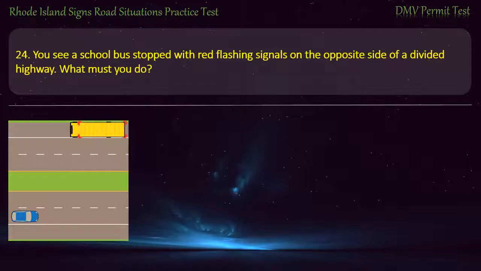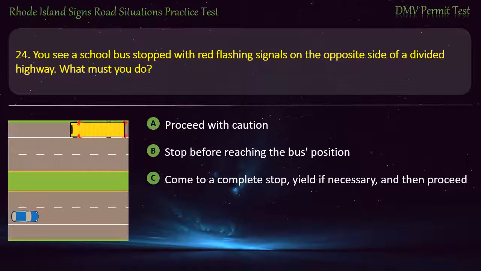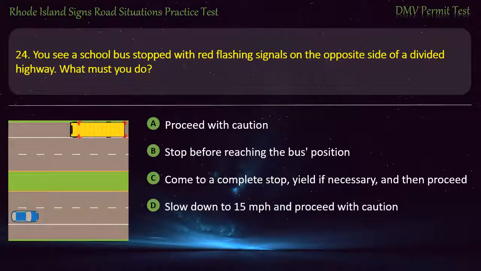Question 24. You see a school bus stopped with red flashing signals on the opposite side of a divided highway. What must you do? Proceed with caution. Stop before reaching the bus position. Come to a complete stop, yield if necessary, and then proceed. Slow down to 15 miles per hour and proceed with caution. Answer. Proceed with caution.